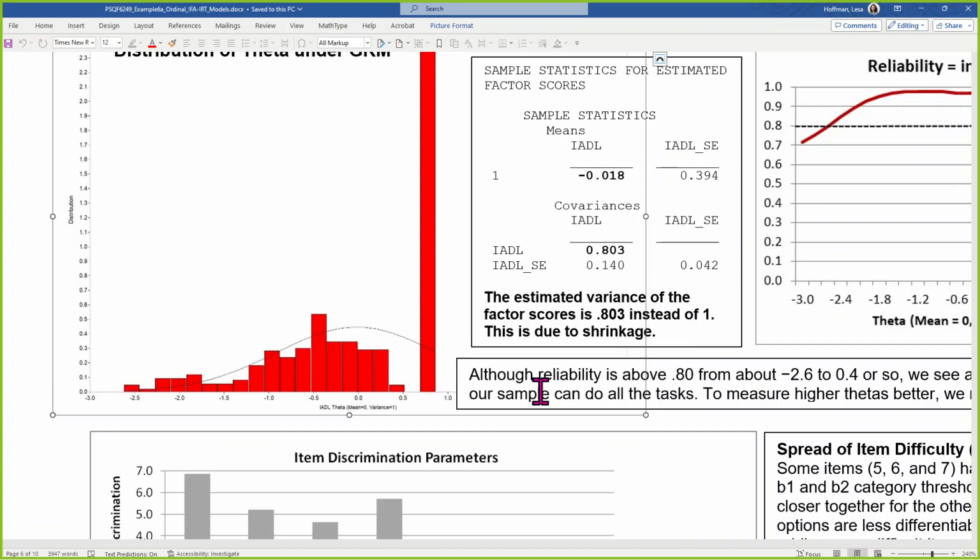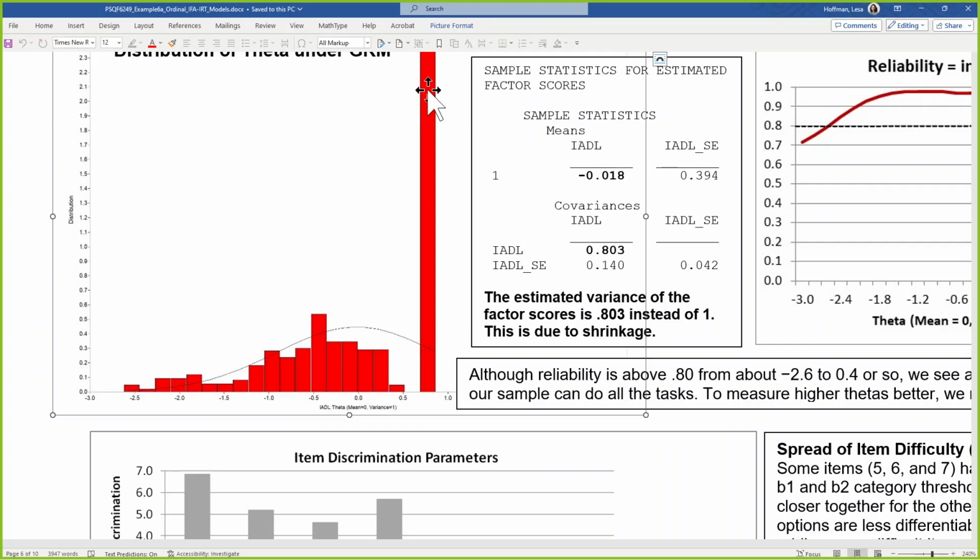The sample. Yeah, this pile of people right here are people who can do everything. No model can fix that, right? That's just, I don't have any information to discriminate across these people. So even though theta theoretically is supposed to be normally distributed, in practice it's not going to be.